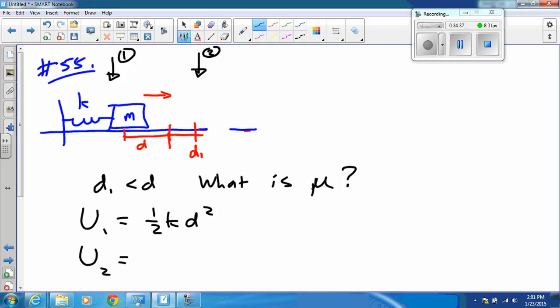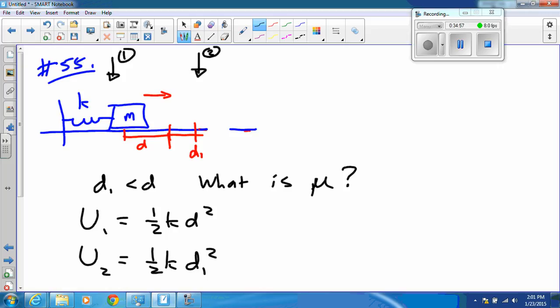How much potential energy do we have? 1/2 k d1 squared. And how much kinetic energy do we have right at the beginning of the problem? 0, because we're not moving. And how much kinetic energy do we have right at the end? 0 because we're not moving again.